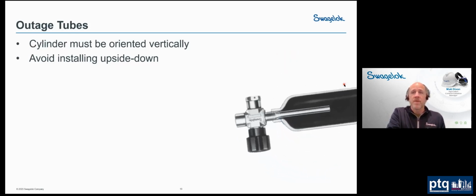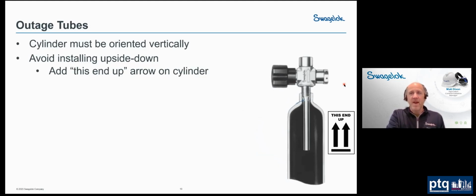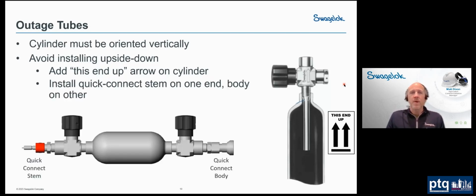So how do we avoid that? Well, you could do a number of things. You could avoid installing it upside down. You could add a "this end up" type of graphic on the cylinder, but of course, somebody's not going to pay attention to that. A better way to do that would be to actually use different quick connects on the inlet and the outlet. So, quick connect body on the one side and a quick connect stem on the other side. That ensures that you can only install it in one orientation in the panel, and we don't have to worry about installing it upside down.